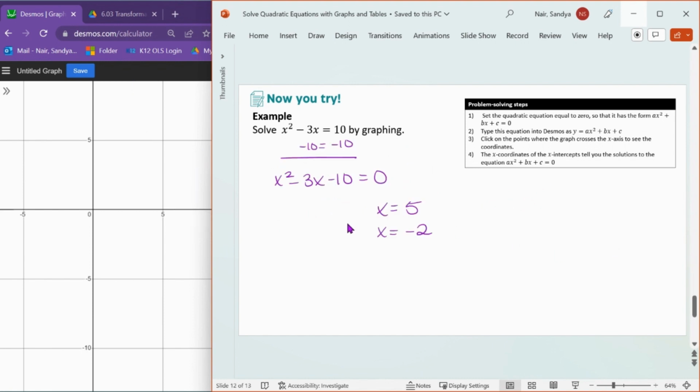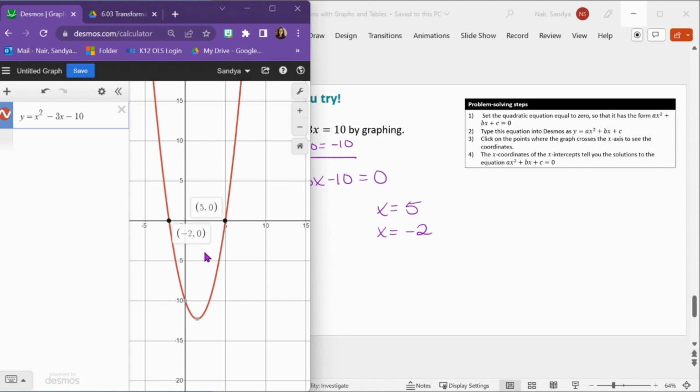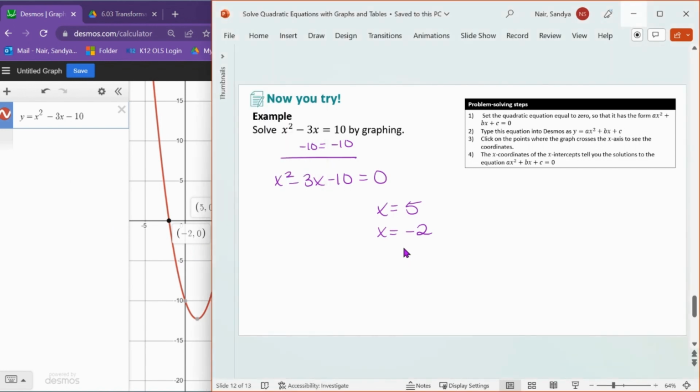So remember, in this equation, we need to rearrange it first. We can do that by subtracting 10 from both sides, which gives us x squared minus 3x minus 10 equals 0. So now if we go to Desmos and type this in, we have y equals x squared minus 3x minus 10. And you can see that this graph does cross the x-axis twice. So we have intercepts at (-2, 0) and (5, 0). So we have two solutions, x equals -2 and x equals 5.